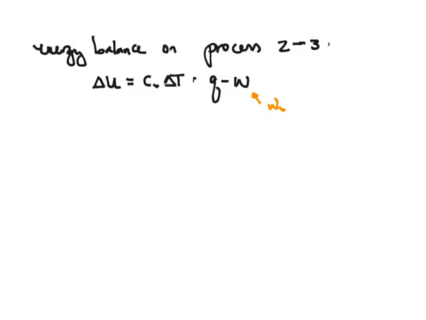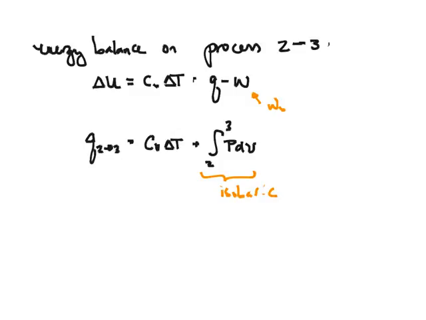Okay. So let's rewrite Q 2 to 3. It's going to equal CV dT plus the integral of P dV between 2 and 3. Now we can simplify this a little bit because, reminder, this is an isobaric process, which makes this pretty nice and easy. So the integral from 2 to 3 of P dV just equals P times V3 minus V2.